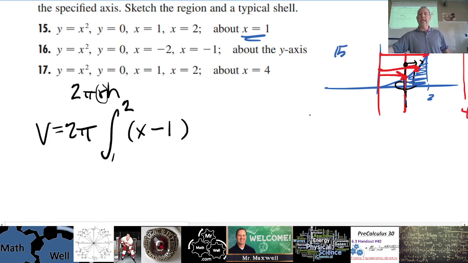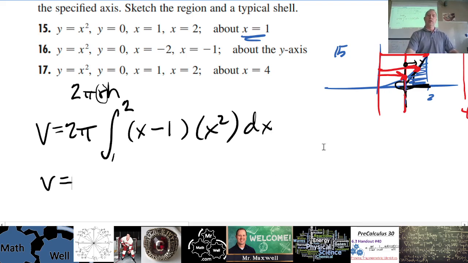So that's r. H, of course, is just x squared, right? Because you have 0 here, you have x squared on top. So it's x squared minus 0. That's what the height is for these cylindrical shells. And then dx, okay? So you can go ahead and finish that one on your own, number 15.